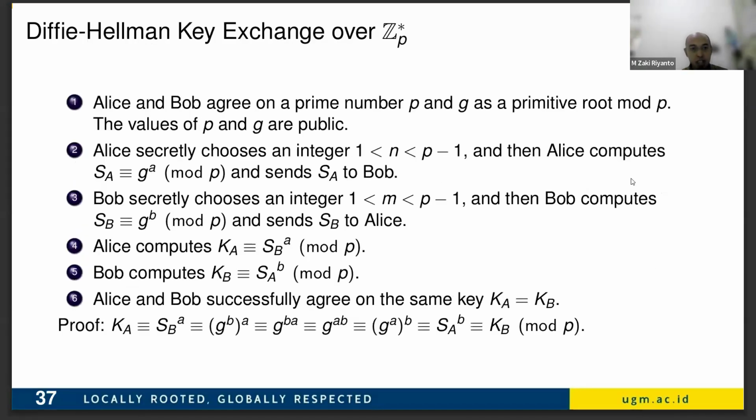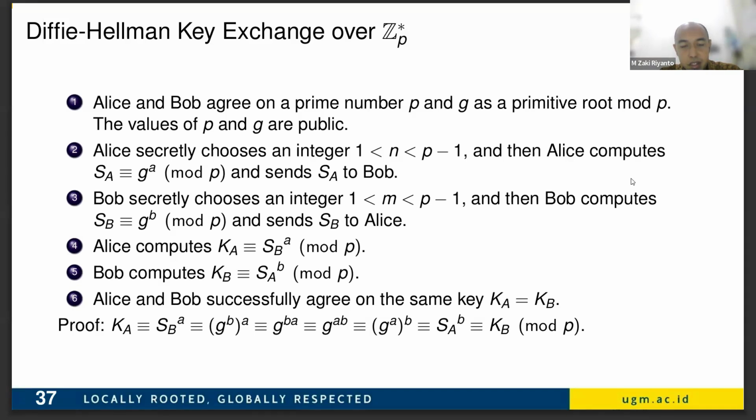So here's the Diffie-Hellman key exchange protocol of Z_p star. Alice and Bob agree on a prime number P and a primitive root modulo P, that is G. The values of P and G are public, and here's the protocol.